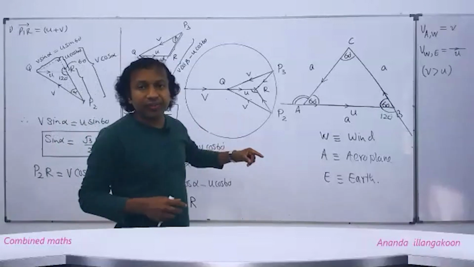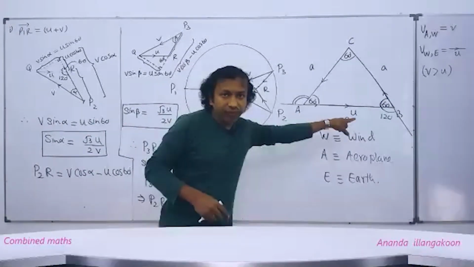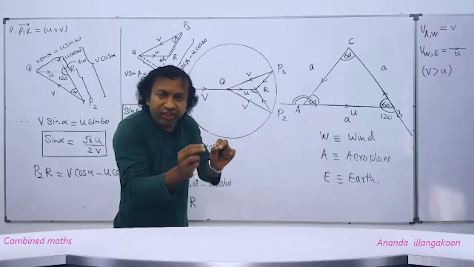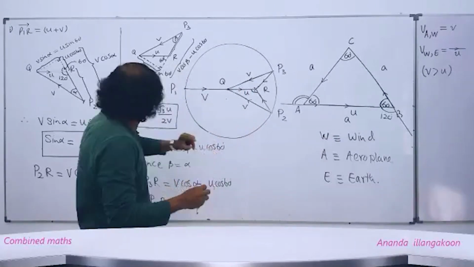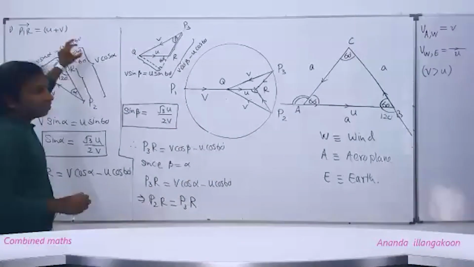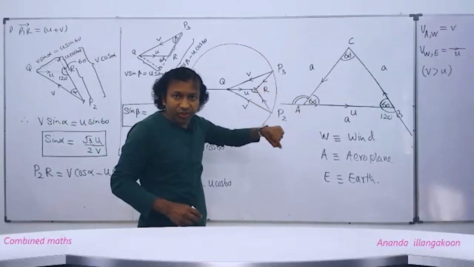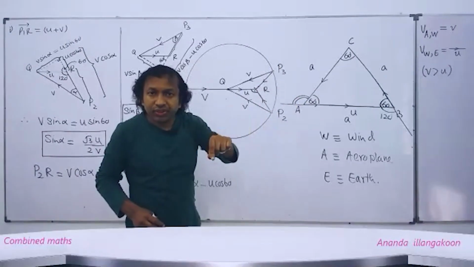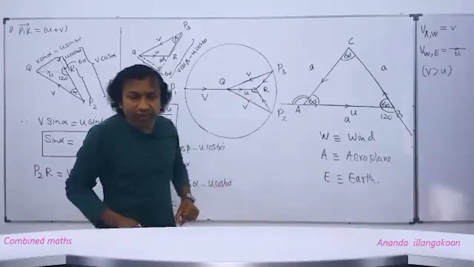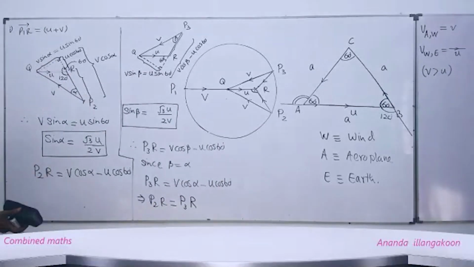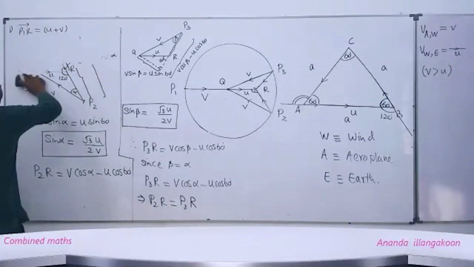Total time taken. The time from A to B. What is the AB length? Simply A. What is the velocity when the aeroplane moves from A to B? We found U plus V. Then what is the time TAB? Time is displacement divided by velocity, right? Now we'll calculate the time one by one.